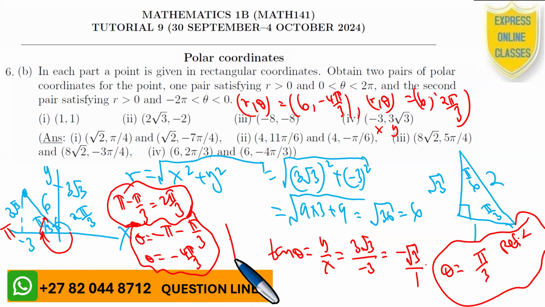Right, so that's what we have. So these are the two answers. Any question on these two answers? And then we are done with 6b. Okay, we have just finished 6b.